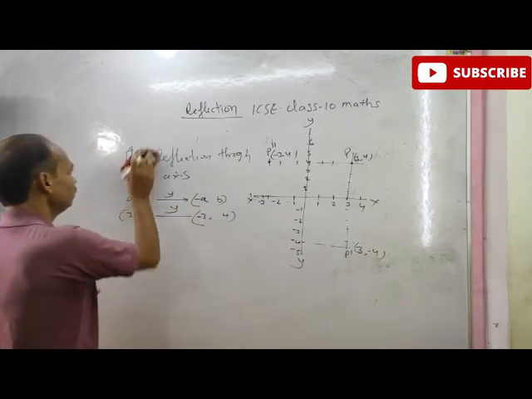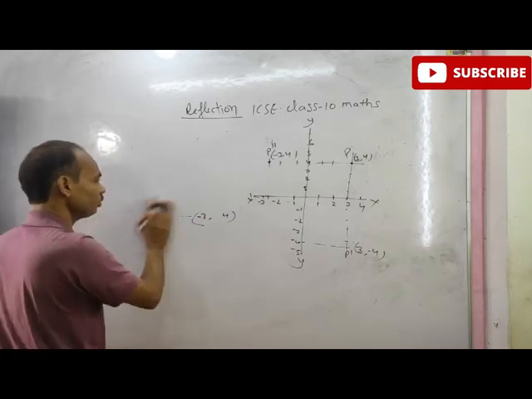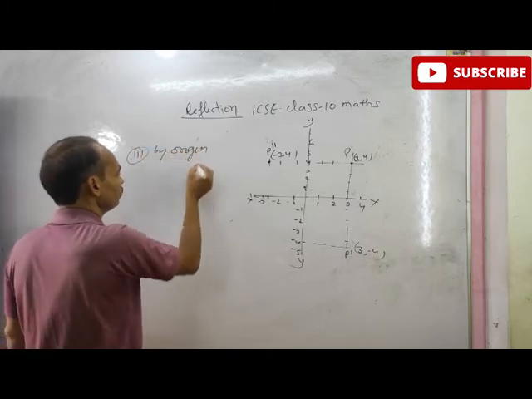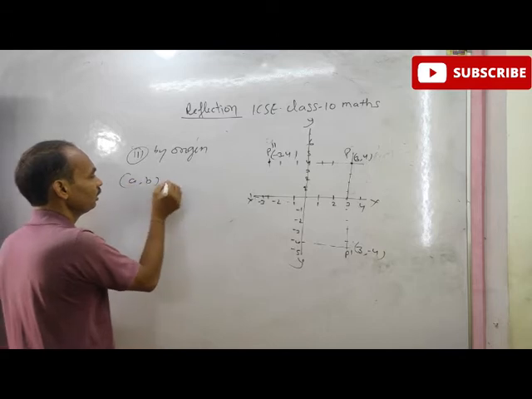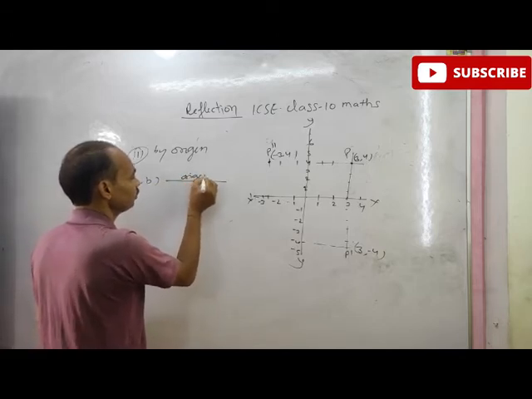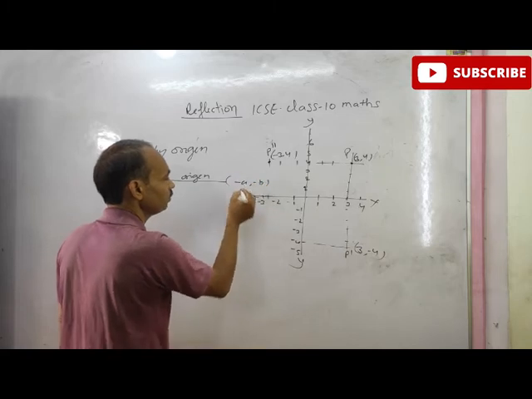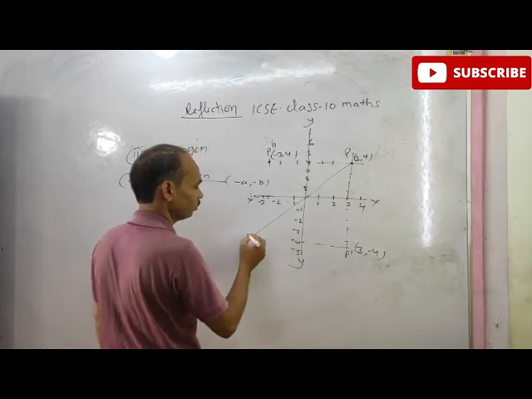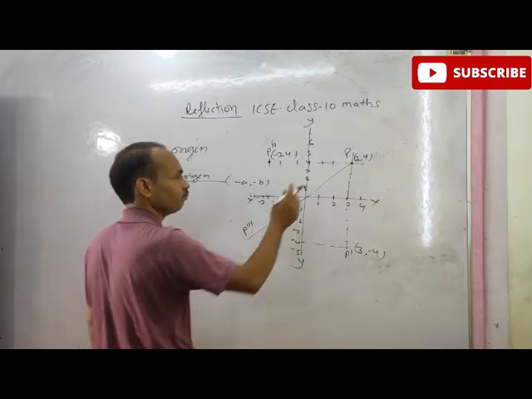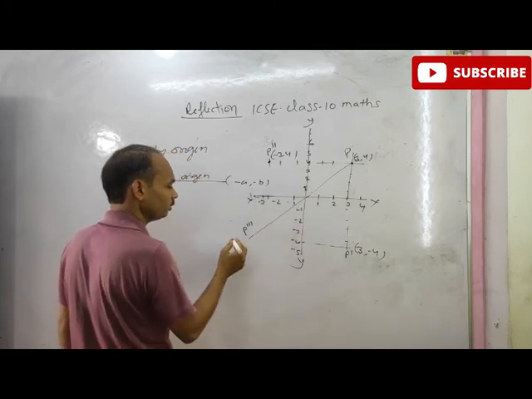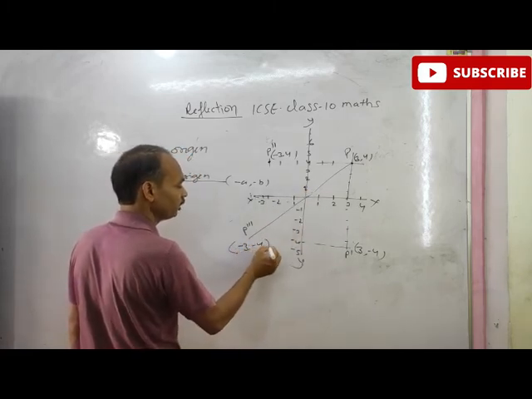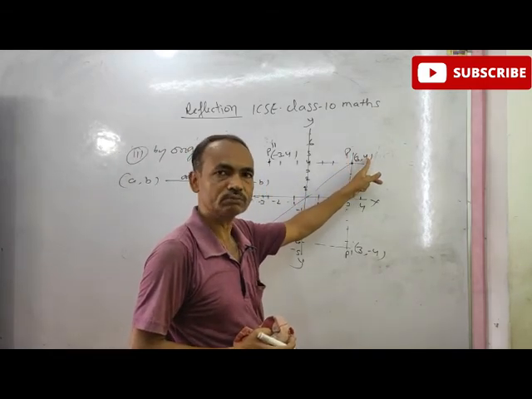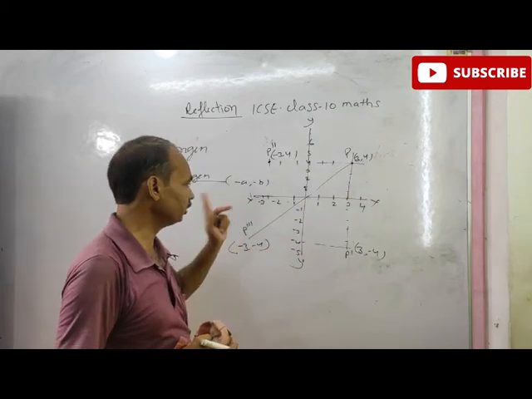And now the third case: if reflection is done by the origin, then (A, B) becomes (minus A, minus B). Both signs have been changed. (3, 4): this is P, and its image, if reflection is done by the origin, is (minus 3, minus 4). You have seen that both the abscissa and the ordinate, both signs, have been changed.